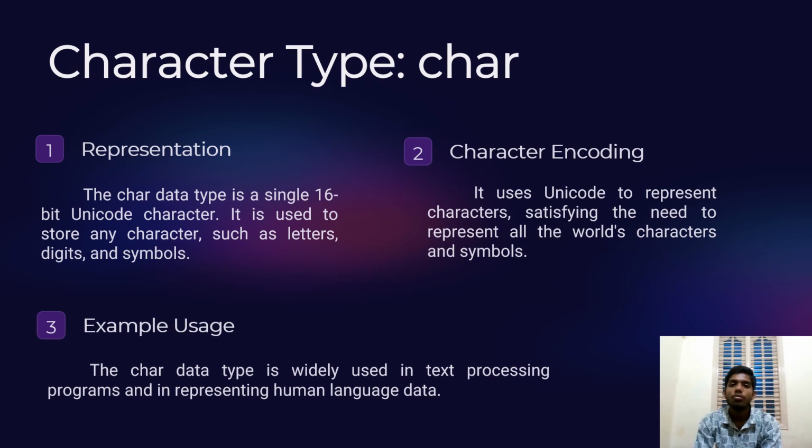Next, the third type of primitive data type is character type. In character type, char, the representation. The char data type is a single 16-bit Unicode character. It is used to store any character such as letters, digits, and symbols. Character encoding. It uses Unicode to represent characters, satisfying the need to represent all the world's characters and symbols. Example usage. The char data type is widely used in text processing programs and in representing human language data.